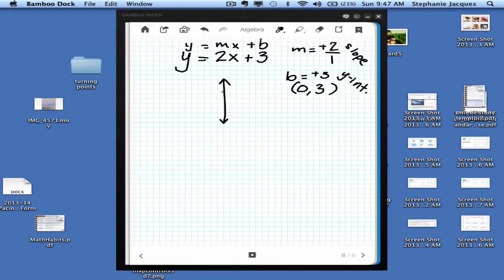So I have my coordinate grid. I'm going to put my line down like this, my x-axis, and I'm going to label my y-axis and my x-axis. So I want to look at this graph, this equation. So I have my slope and my y-intercept. The very first thing you need to do is put it into function form.